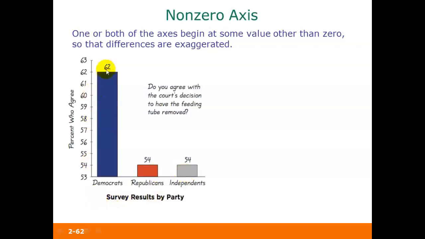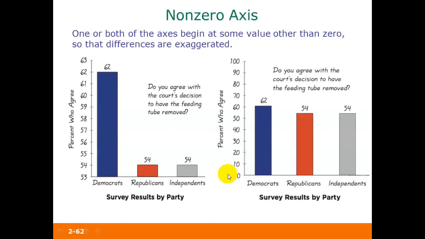But if you actually look at the numbers, this is only 62% compared to 54% for both Republicans and Independents. And notice that the differences between those percentages are very much exaggerated because this vertical axis starts at 53 instead of starting at 0. This would be a case of a non-zero axis being used to exaggerate differences between values. If we redraw this graph using a zero axis, notice that this graph looks a lot different. The differences between the percentages are not nearly as exaggerated as they were in the graph on the left side.